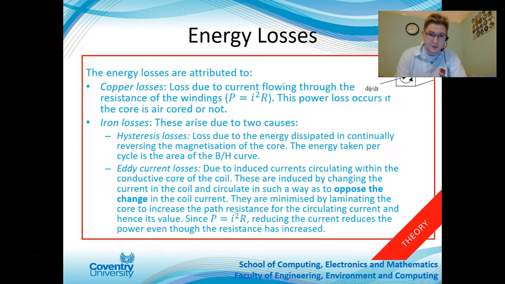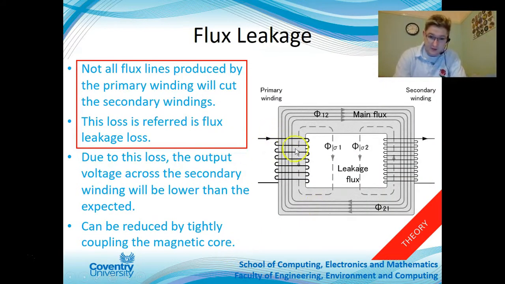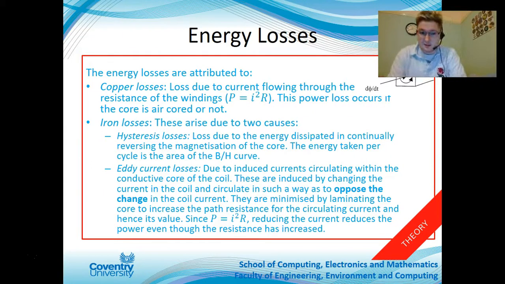While I'm on this, I might as well go through the other losses. You've got your copper losses, which are due to the fact that these wires are made out of copper, and putting current through them is going to make them heat up, so you've got I squared R. You've got the iron losses, so you've got the hysteresis losses from continuously moving around the hysteresis curve, the BH curve, and in doing so energy is taken and that will heat up the core.